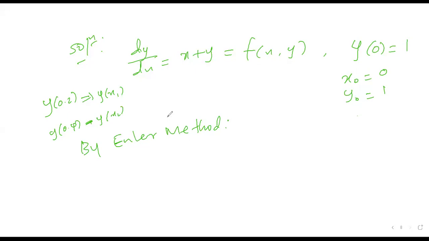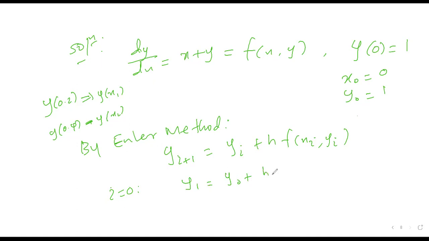Now, the Euler method is, as we know, y_{i+1} equals y_i plus h times f of x_i, y_i. In the sense, this is actually our x1 term, so I need to put i equal to 0. Then y1 is equal to y0 plus h times f of x0, y0. It means y0 will be 1. You can see it here.